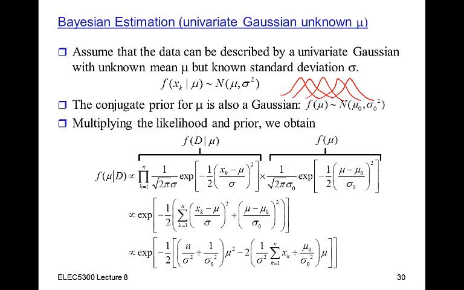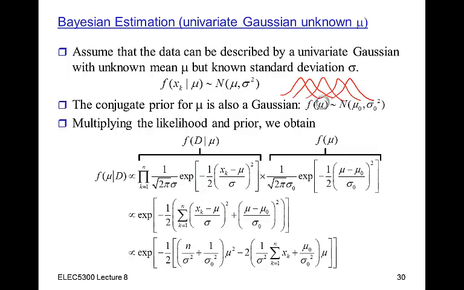So we need to describe the initial uncertainty in the mean mu for Bayesian estimation. And we'd like to do that with the conjugate prior, and it turns out that the conjugate prior for mu is also a Gaussian, and we'll see that in the following.